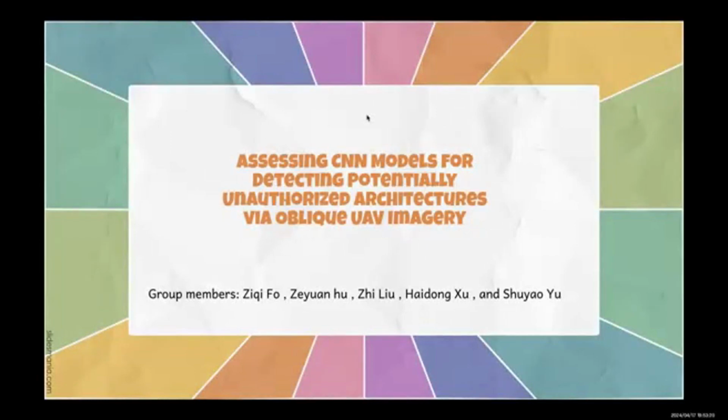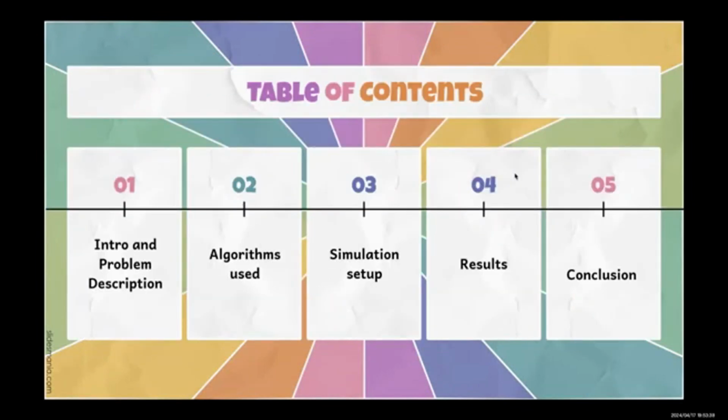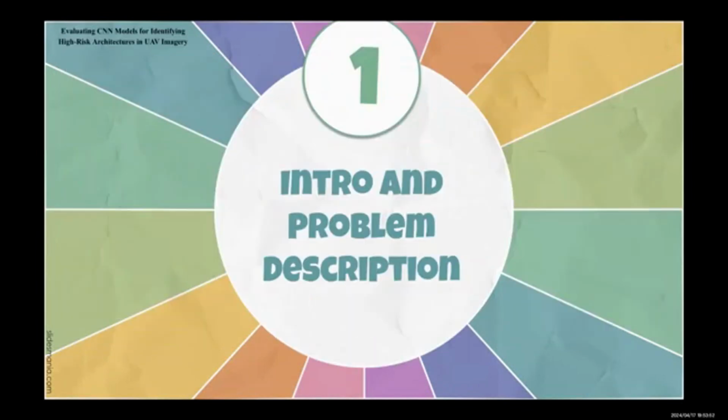Hello everyone, we will introduce our project, assessing CNN models for detecting potentially unauthorized architecture via oblique UAV images. We have 5 parts. The first part is introduction and problem description.